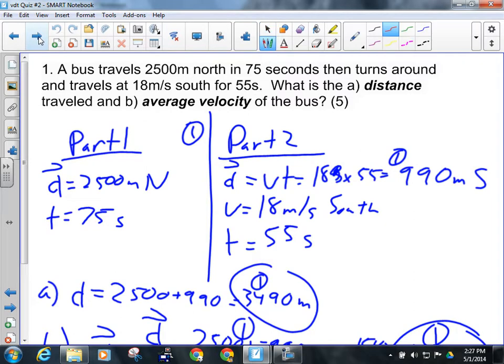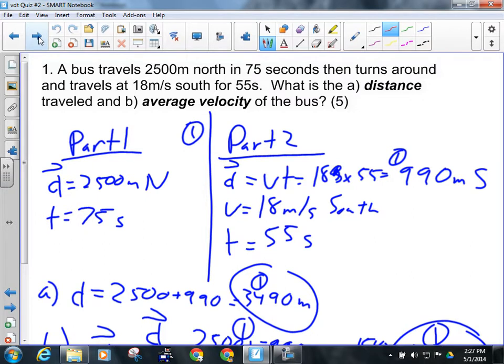All right, so for question number 1, give them a mark for their givens. In part 1, the car moved 2,500 meters north in 75 seconds, and in part 2, it went 18 meters per second south for 55 seconds. So give them the mark for their givens there. The first calculation we need, if we're going to find the total distance, is to find the displacement or distance in part 2. We don't know it.